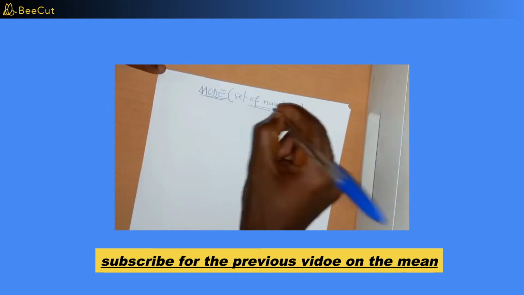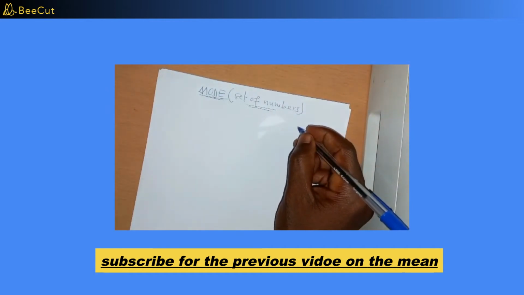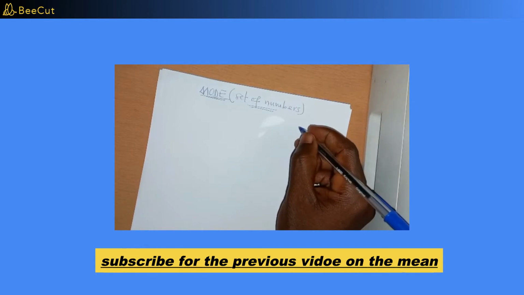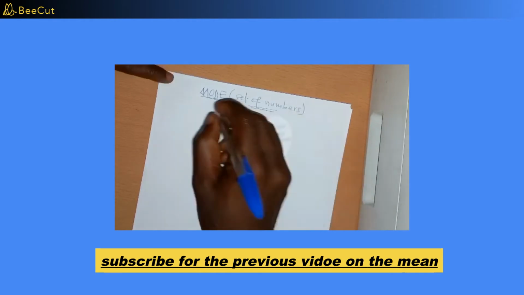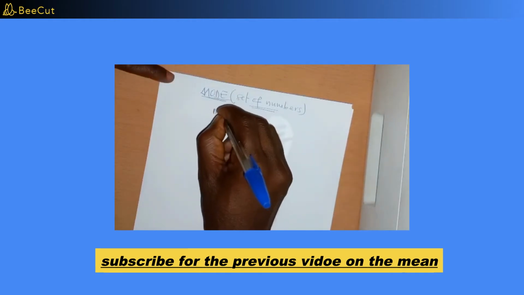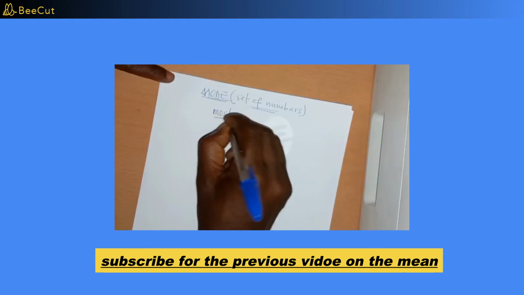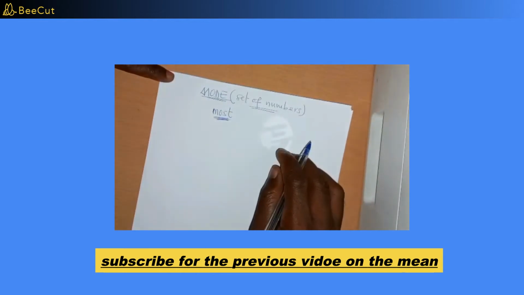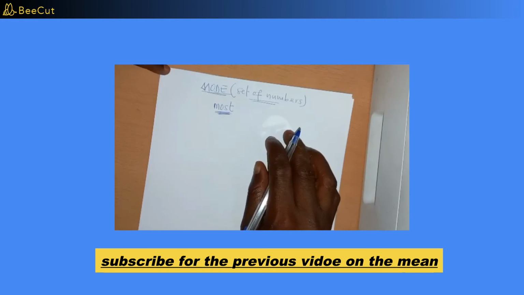Today we'll be taking a look at the mode pertaining to a set of numbers. When we talk about the mode, it's simply the most occurring number, or the number that occurs the most. So here we'll be taking a look at the word most. It's occurring the most, and that's what we call the mode.